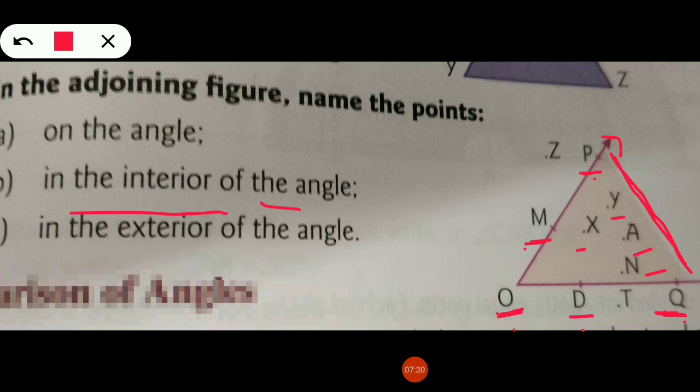Now third, in the exterior of the angle. Name the points which are outside the angle. That is Z. Z is on the outside because we closed it here. Z is here outside the angle. Also point T. T is also outside the angle. So we have solved this also. Here we have completed our exercise.